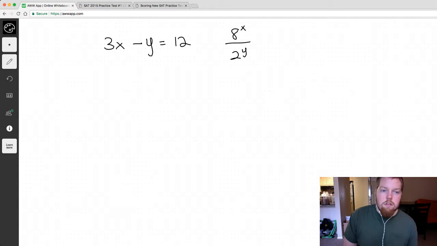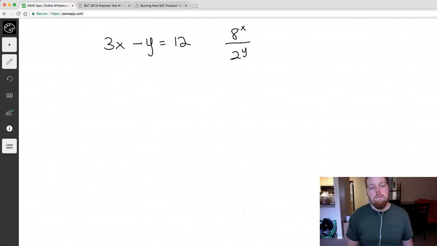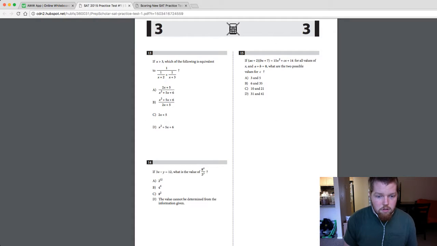Alright. So let's try and think about a solution here that would work. If we multiplied, what's a possible solution? Is that all the information we're being given? The choices are: two to the 12th power, four to the 4th power, 8 to the 2nd power, and the value cannot be determined from the information given.